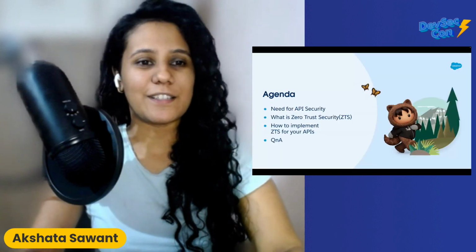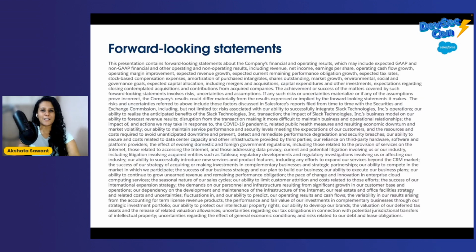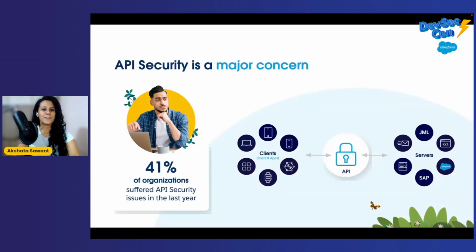So in this lightning session, we'll be discussing the need for API security. We'll get to know what zero trust security is, how we implement zero trust security briefly, and then we'll also address all your questions about it. And just a forward-looking statement for your purchasing decisions, definitely. So with that, let's get started.